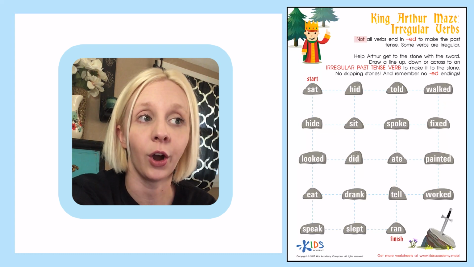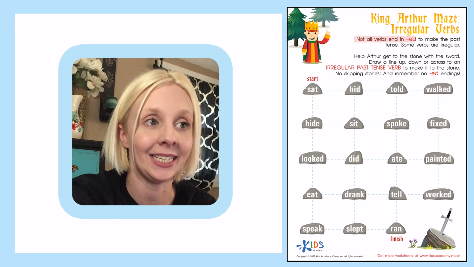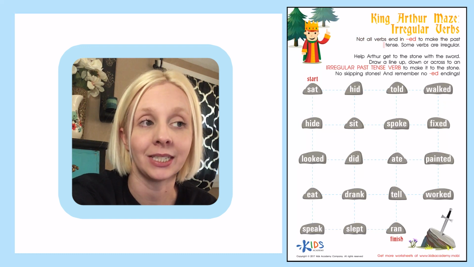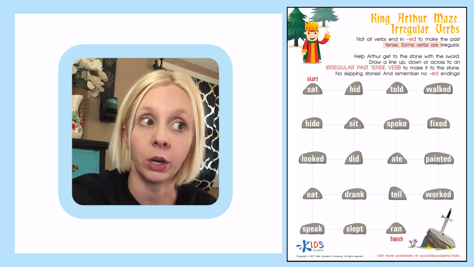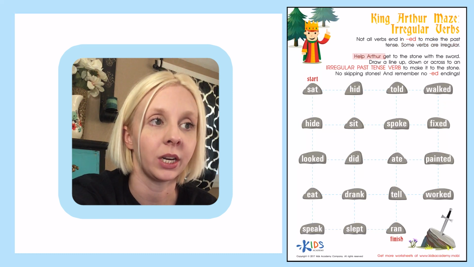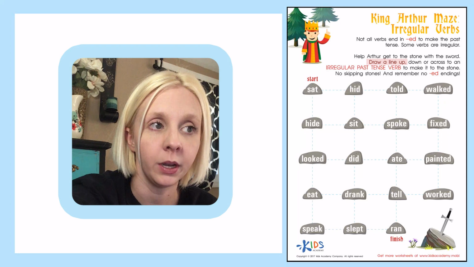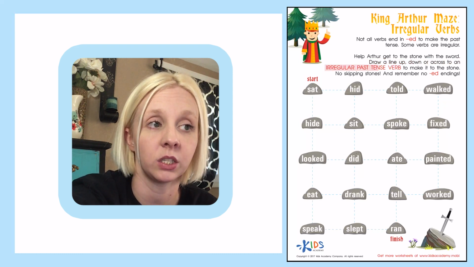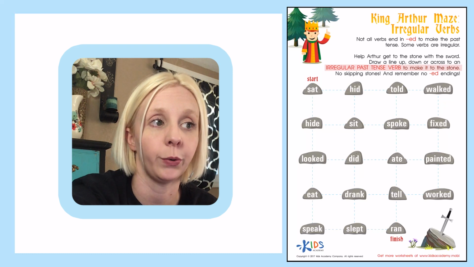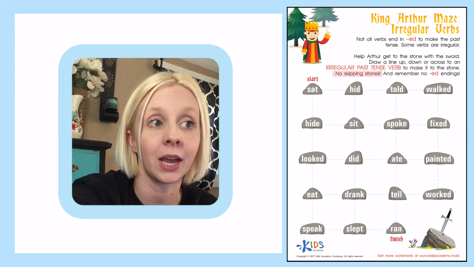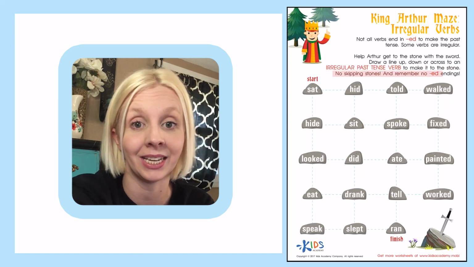It says, not all verbs end in ed to make the past tense. Some verbs are irregular. Help Arthur get to the stone with the sword. Draw a line up, down, or across to an irregular past tense verb to make it to the stone. No skipping stones, and remember, no ed endings.